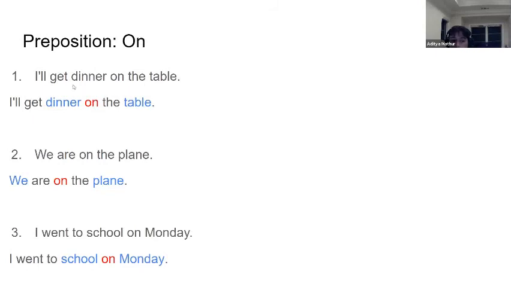Is on relating I and the table? Is on relating I and dinner? Or is on relating dinner and the table? On in this sentence is relating dinner and the table. So we'll only be focusing on these two nouns, dinner and table. And as you see in the middle, we have a preposition on, which is relating these two nouns, dinner and table.